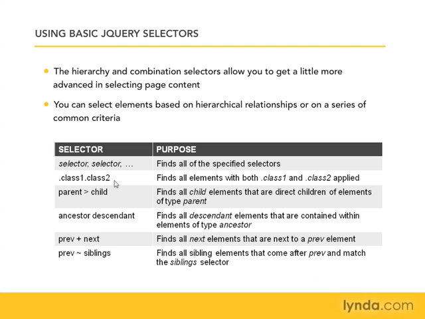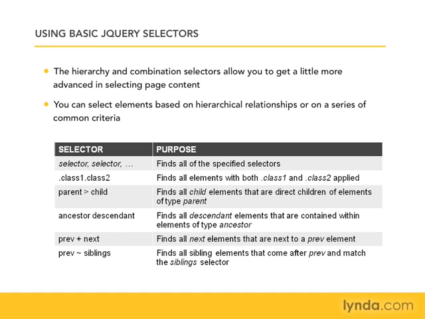And for class 1 and class 2, this means find all the elements that have both class 1 and class 2 on them, and they both have to be there. The next couple of examples illustrate hierarchical relationships. So if you wanted to find all the child elements that are direct children of a certain parent, you would use this expression right here.